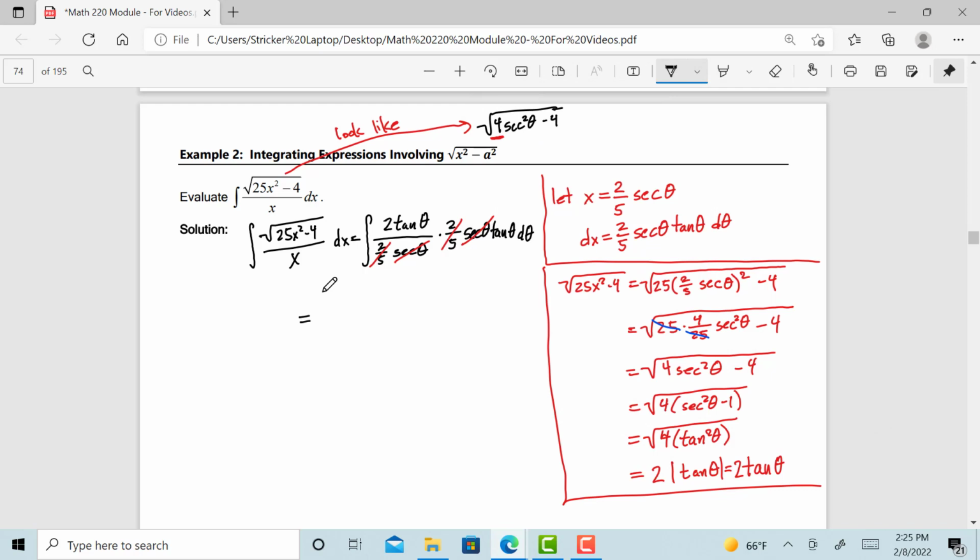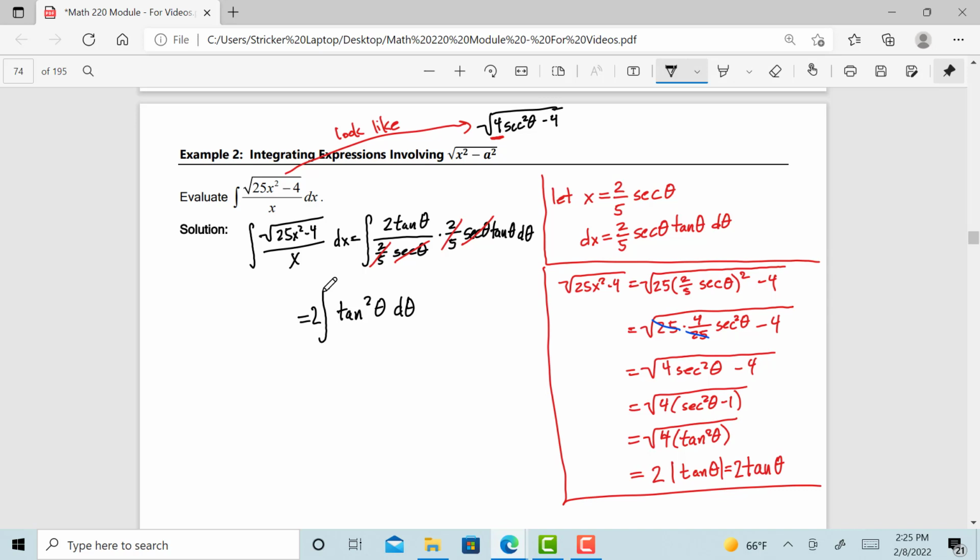This looks like the integral of, we have a 2. I'm going to pull that out in front. We have a tangent theta and another tangent theta. So this is going to be tangent squared theta, d theta, which is not an integral that we readily know the antiderivative of, but we do know secant squared.